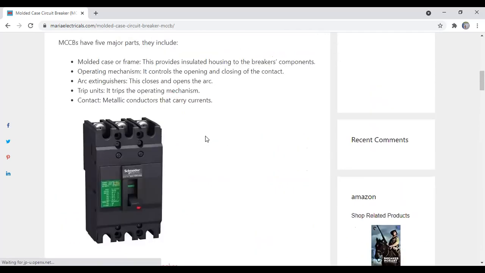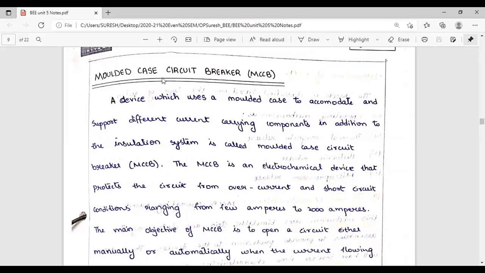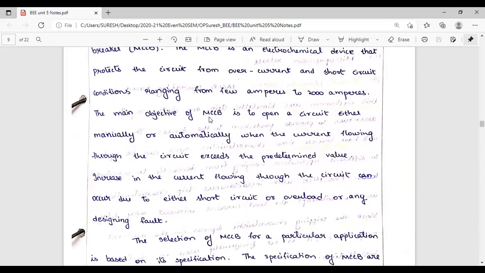So in the exam, what do you have to write? I have given the notes to you. In the exam, you have to write these things, whatever is given in the notes. MCCB: definition. Then what is the rating of MCCB? Maximum 2000, 2500 ampere. It will open the circuit either manually or automatically when the current flowing through the circuit exceeds the predetermined value. The predetermined value is the trip setting value. Okay.